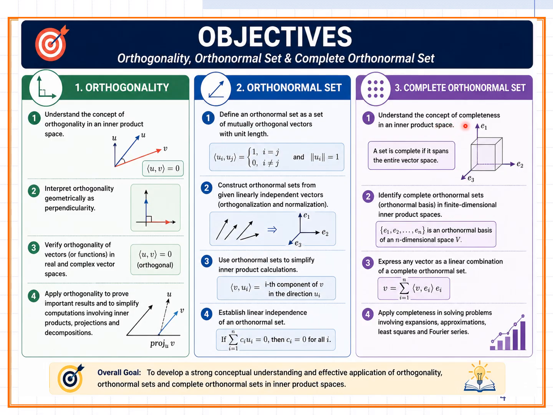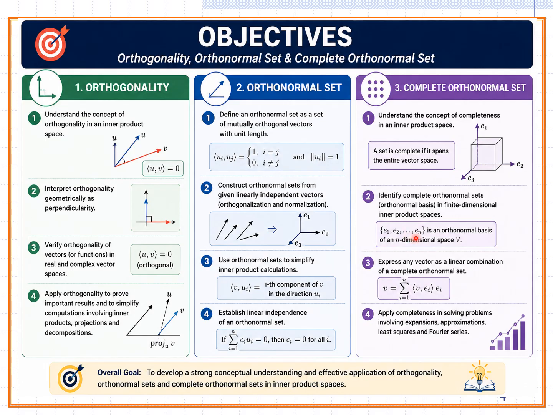Complete orthonormal set means it is complete. Understand the concept of completeness in an inner product space. A set is complete if it spans the entire vector space. Once it spans the whole space, that is completeness. Identify complete orthonormal sets, that is, orthonormal bases in finite dimensional inner product spaces.